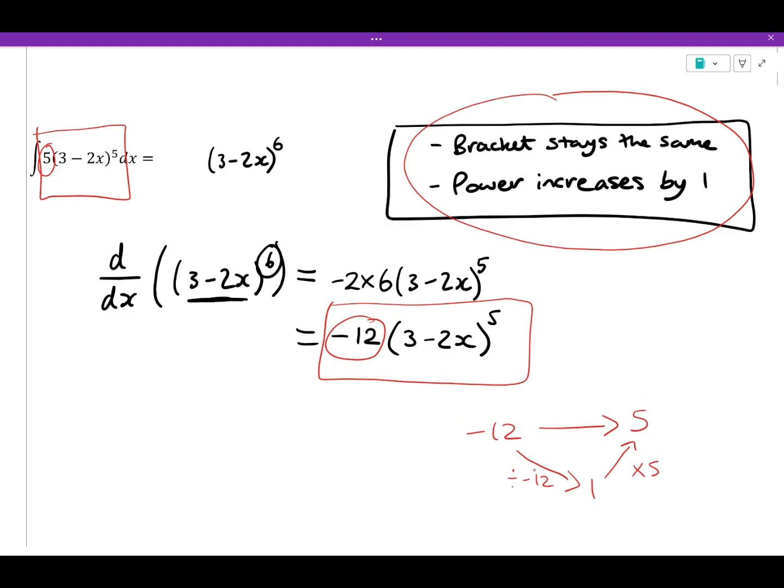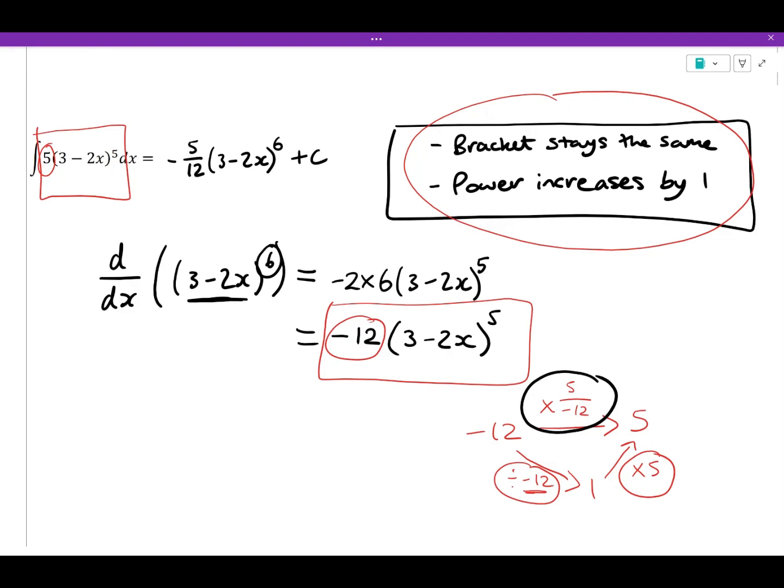So if I was writing both of these movements here as a single number that we're multiplying by, well, we'd be multiplying by 5 on our numerator, and then our denominator would be negative 12. So we're going to multiply by 5 over negative 12, which is the same as negative 5 over 12. So in my actual final answer over here, I need to write a negative 5 over 12 in front like that. Okay, and then of course plus c. And that would be my final answer.